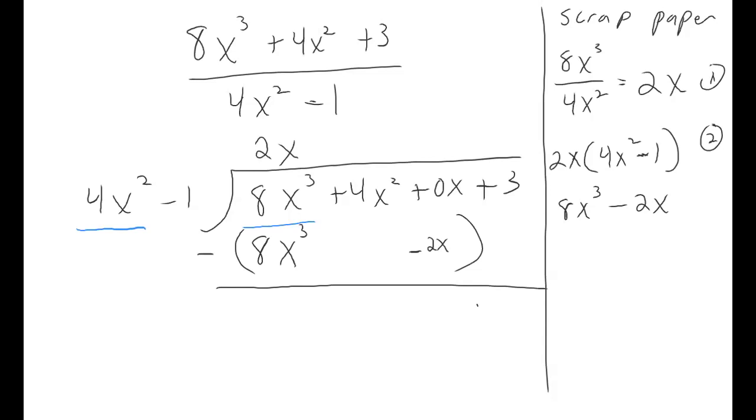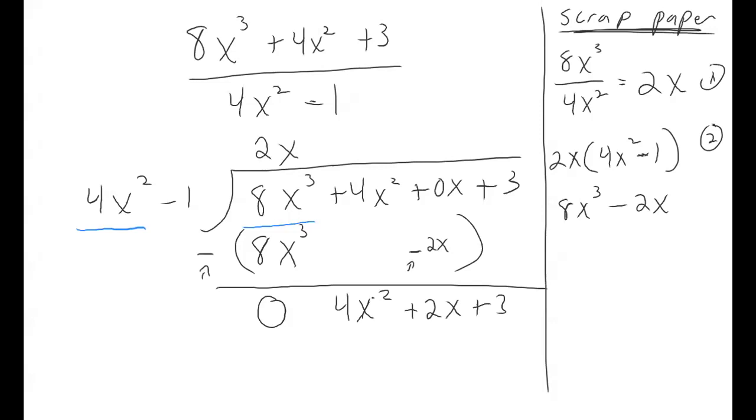So 8x cubed minus 8x cubed is 0. That always has to happen. The whole point of this little scrap paper piece is to guarantee that always does happen. If it doesn't happen, that means you made a mistake somewhere. So those canceled. I have 4x squared minus nothing below it, so I just bring him down. 0x minus a minus 2x becomes a positive 2x, because this negative and this negative become positive. And then I bring my 3 down.